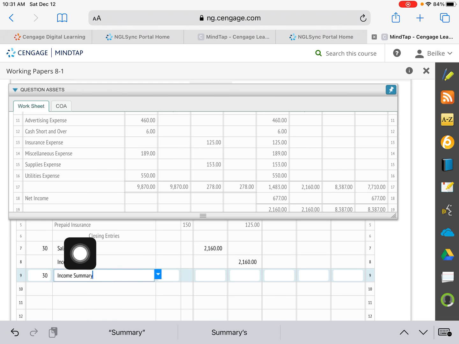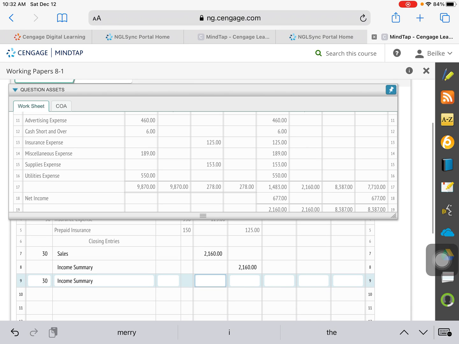And some people get confused with two of them next to each other. Remember, this is one transaction, one closing entry, and now we're on the second one. Income summary, the total of our expenses. If you look here, here's all your expenses, and there's your total right there.